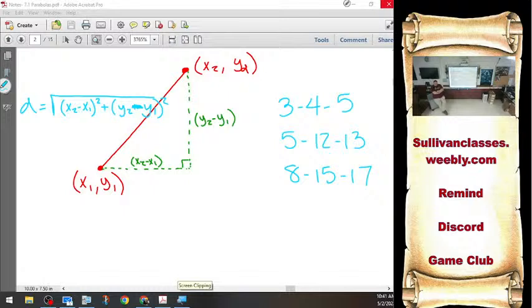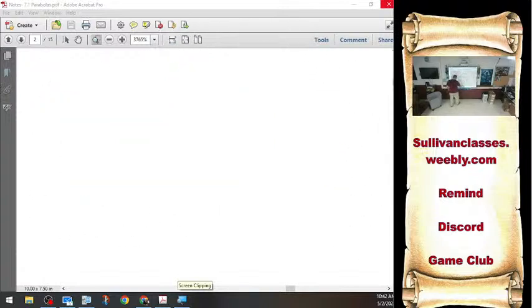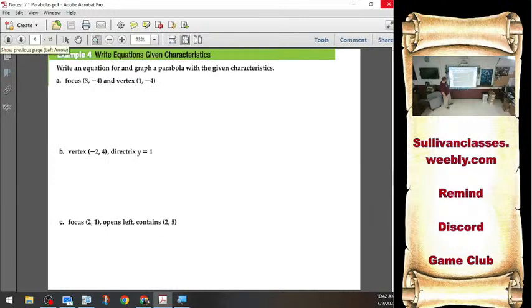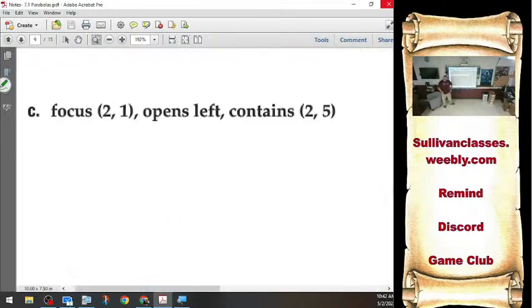And then they scale them up. So instead of having a 5, 12, 13 triangle, maybe the distance between your x's is 10. The distance between your y's is 24. Well, since 10 and 24 reduces to 5 twelfths, I know it's a 5, 12, 13 triangle. Okay? So if you know that, it can help you, maybe save you a little bit of time. So again, that distance is this distance. I'm going to use that when I'm given certain information to find my parabola. Parabola opens left. Draw parabola opening left.